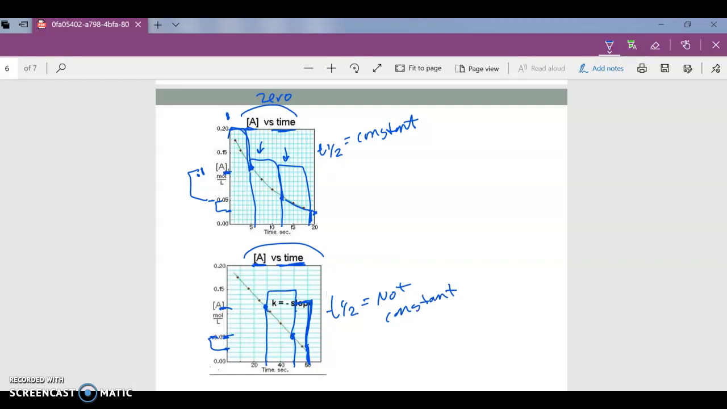This one right here, A over t, this is my zero order. I can tell that. And I can also see it's not a first order because the half-life is not constant. My half-life is constant here, so this has to be a first order reaction. Only a first order reaction will have a constant half-life.